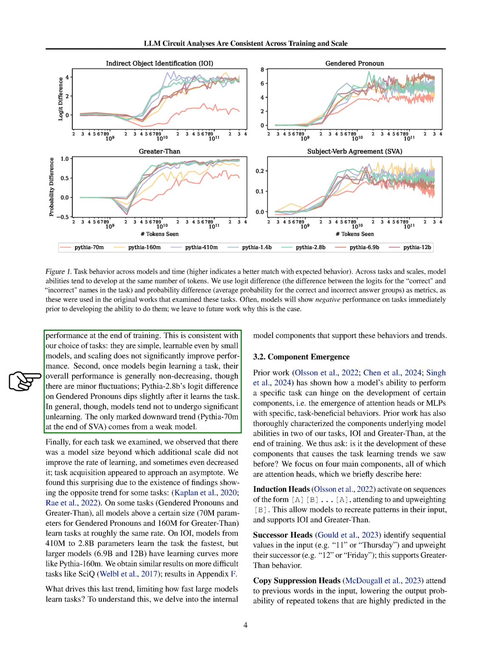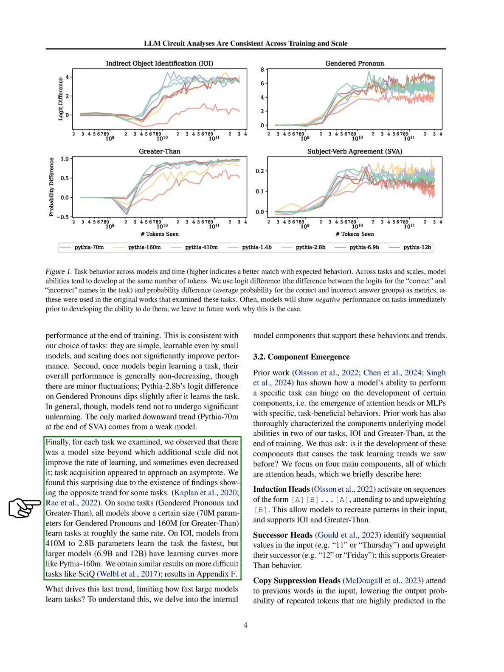Secondly, once models start learning a task, their performance generally improves or remains stable, with minor fluctuations. Thirdly, there is a limit to how much larger models benefit from increased scale in learning tasks. Performance tends to plateau.